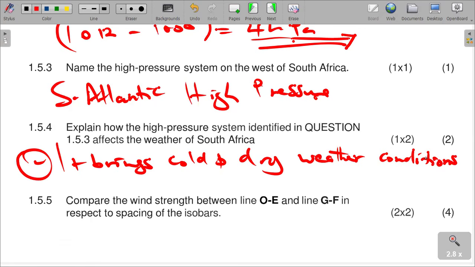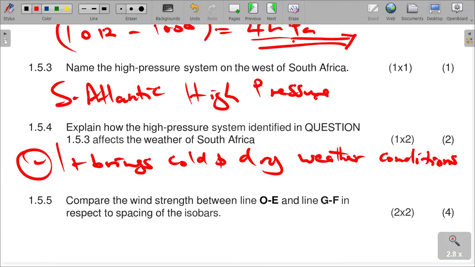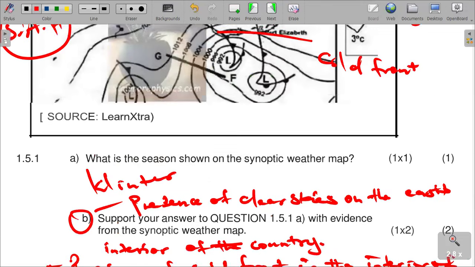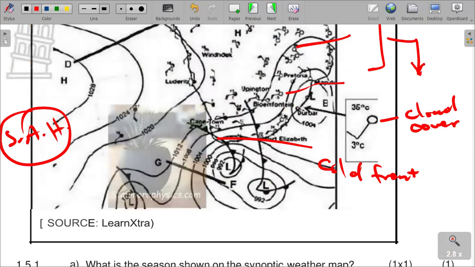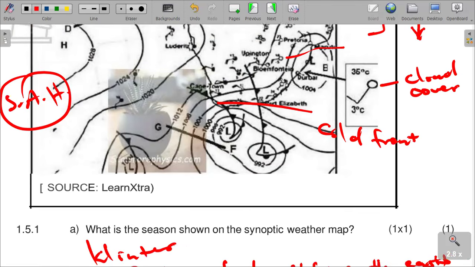And then, compare the wind strength between A to E and also G to F with respect to the spacing of isobars. If we look at them, A to E, the isobars are well spaced. If you can see, it is well spaced. And then if you look at this one, they are closely packed.